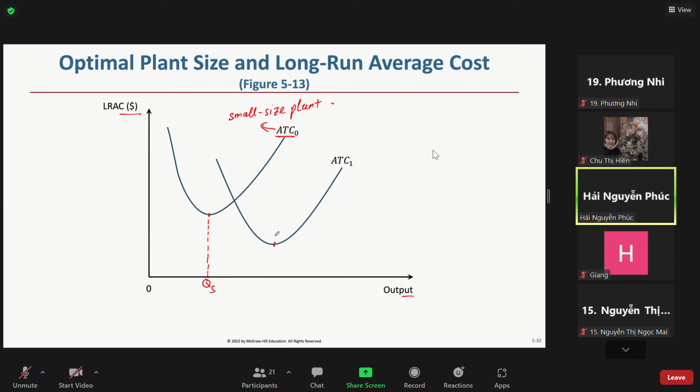Here the point. Oh, sorry, I have a phone call. Wait a minute, please.